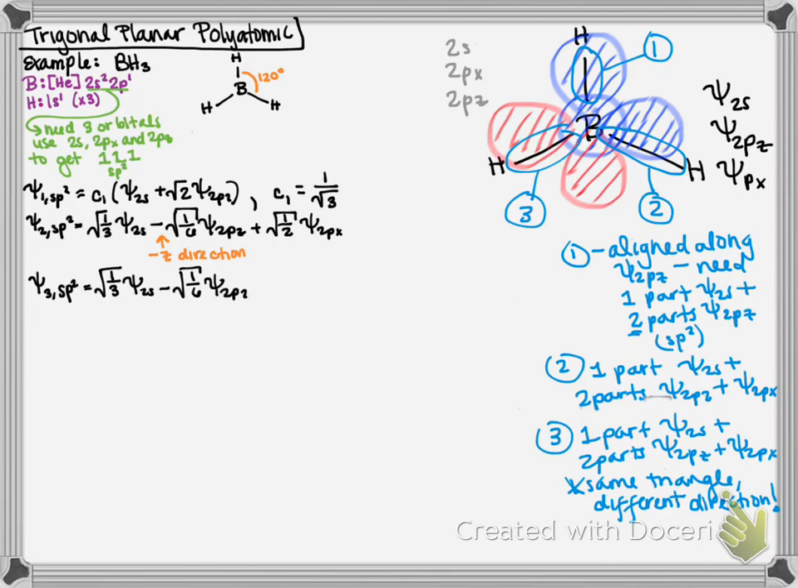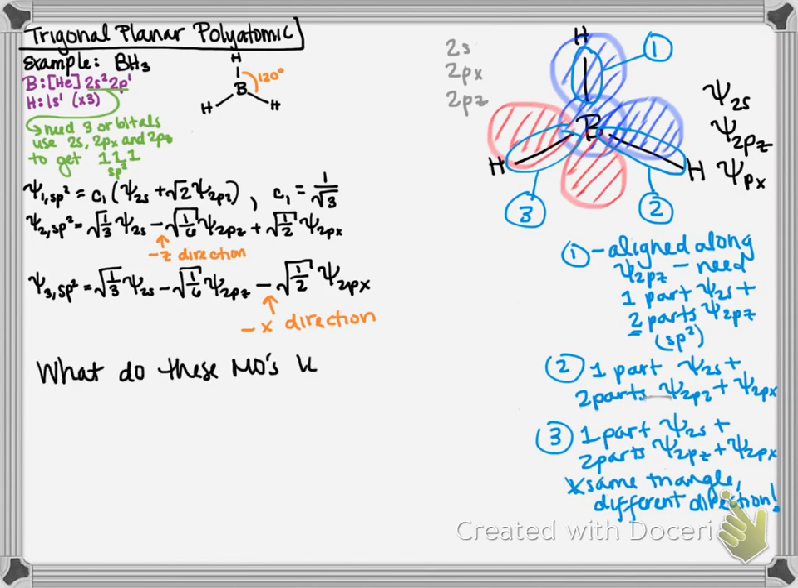So psi 3 for our sp2 is going to be square root of 1/3 psi 2s minus the square root of 1/6 psi 2pz minus the square root of 1/2 psi 2px. And again, that minus has to do with now it's in the negative x direction as opposed to the positive x direction. It's telling us which side of the orbital we're using, right? Which side is it facing?